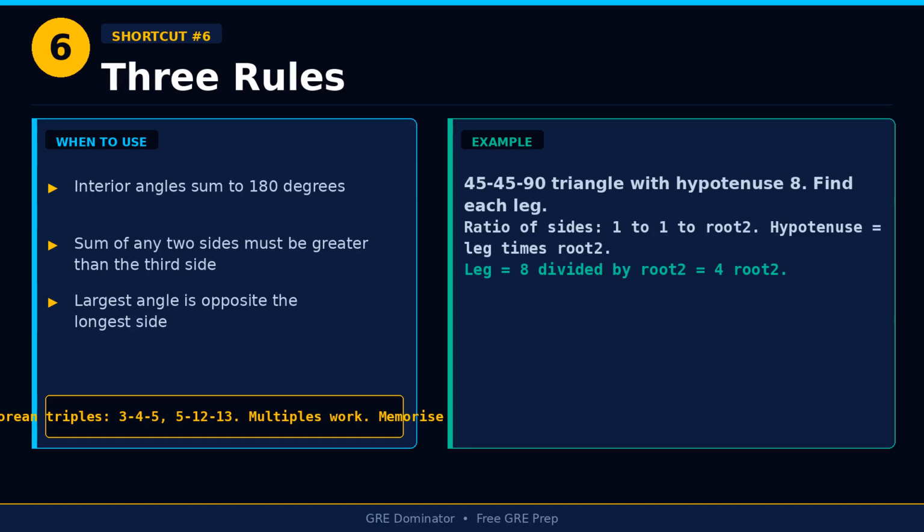Triangle properties. Interior angles sum to 180. Any exterior angle of a triangle equals the sum of the two non-adjacent interior angles. Side length inequality. The sum of any two sides must be greater than the third side. This restricts which combinations of three lengths can form a triangle. The largest angle is always opposite the longest side. If you know the side lengths, you know the angle order. If you know the angle order, you know the side length order.